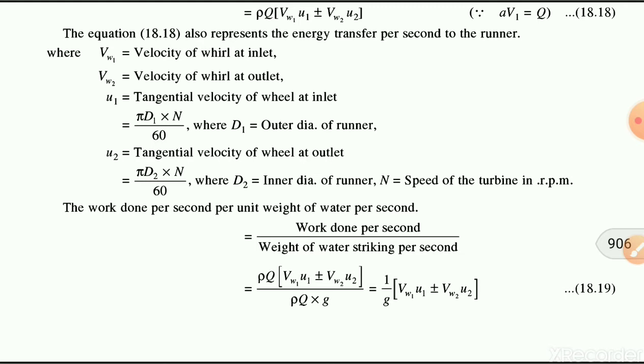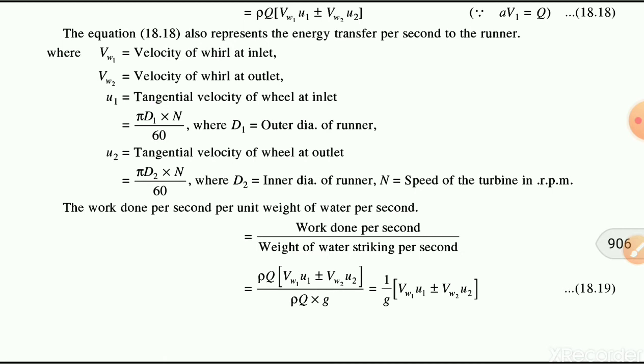Now, the tangential velocity at the inlet u1 can also be represented by pi d1 N divided by 60, where d1 is the outer diameter of the runner, and u2 is the tangential velocity at the outlet of the wheel, which is represented by pi d2 N divided by 60, where d2 is the inner diameter of the runner and capital N is the speed of the turbine in RPM, revolutions per minute.